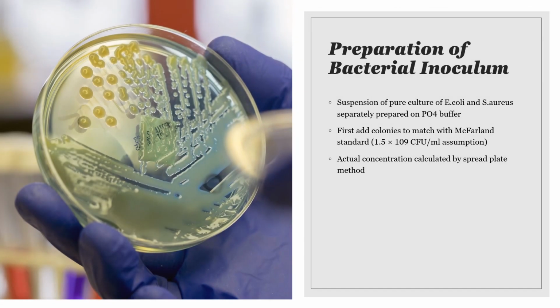Bacterial inoculum was prepared by mixing the pure culture with the PFO buffer. First, an initial assumption of 1.5 × 10^9 CFU per ml was made with the McFarland standard, and the actual concentration was determined by the split plate method.